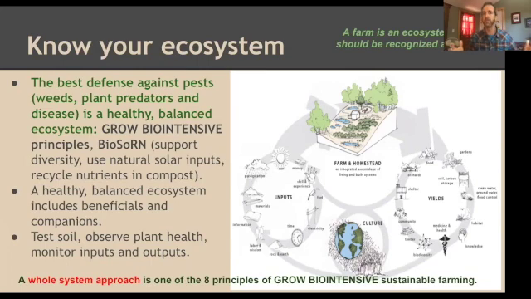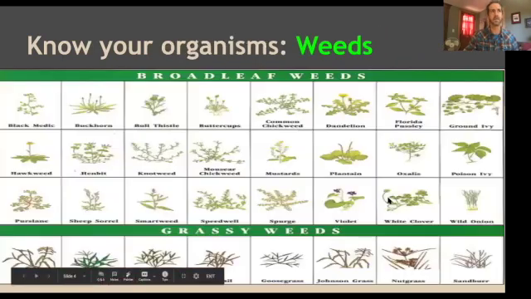And this is part of, in Grow Biointensive, what is called the whole system approach. We've learned about the 3 stool legs, of composting, deep soil preparation, and intensive plant spacing. Well, the whole system approach is another principle of Grow Biointensive, and that's essentially what we're talking about today.